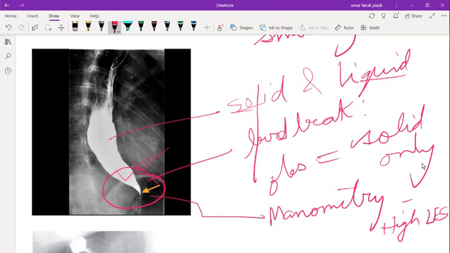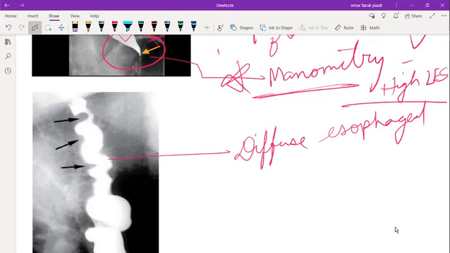This is the picture of diffuse esophageal spasm, also known as nutcracker esophagus. In here there is normal LES when you do manometry. This is one of the high yield things you have to remember. In diffuse esophageal spasm there is normal LES. In here there is impaired neural inhibition, which leads to dysphagia and angina like chest pain.